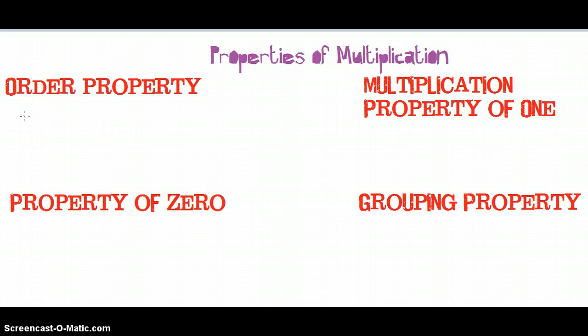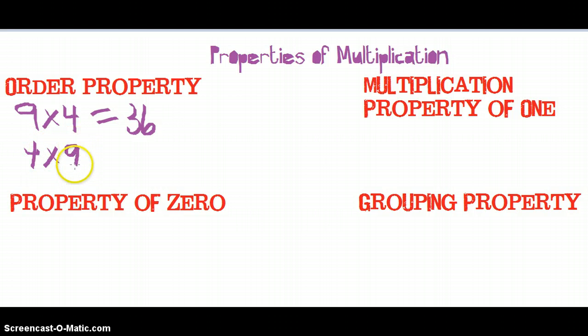The order property says if you change the order of the factors, the product remains the same. So if I have 9 times 4 equals 36, I can also say that 4 times 9 equals 36. The order doesn't matter. You can switch them around all you want.